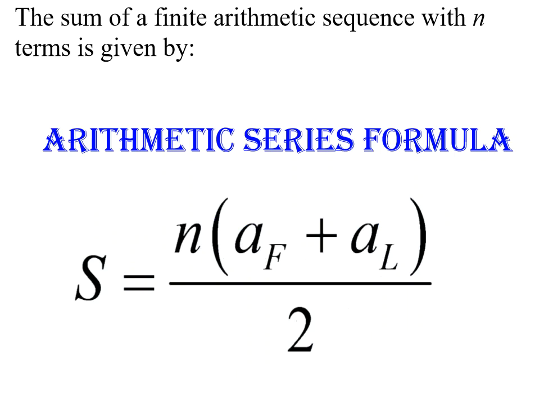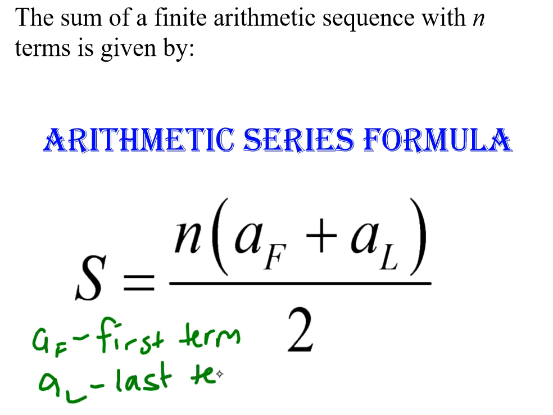When I'm referring to this AF and AL, AF is my first term, and AL is my last term. Sometimes you see them listed as A1 and AN. I'm not a big fan of listing it as A1 because not every single series is going to start on the first term. Sometimes they start on the 10th term, or the 15th term, or the 0th term. So I'm not a big fan of using A1 and AN there, but some textbooks and resources do, so just as a point of reference.